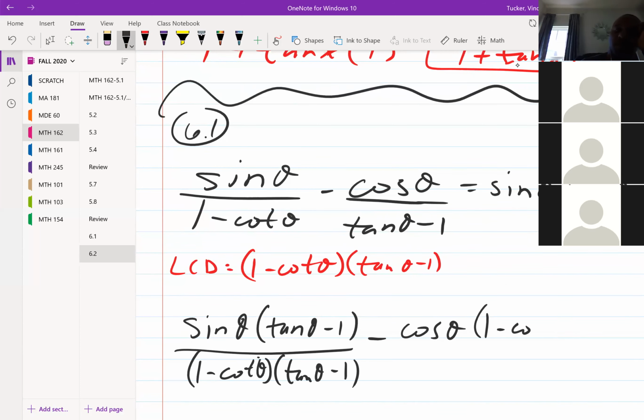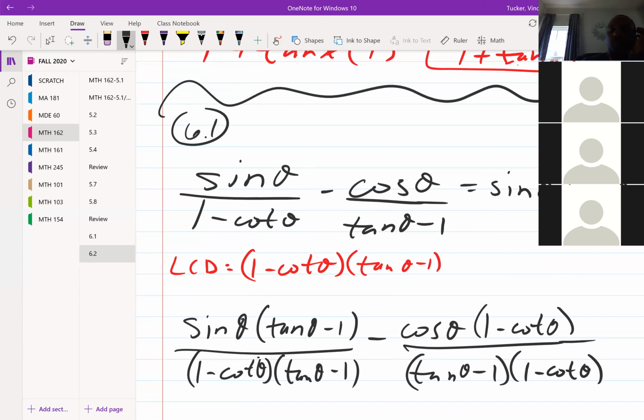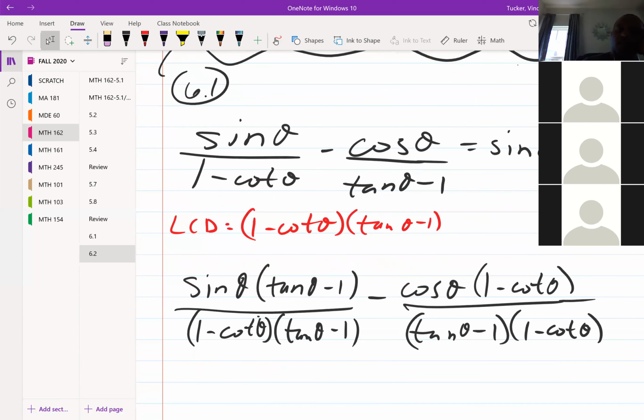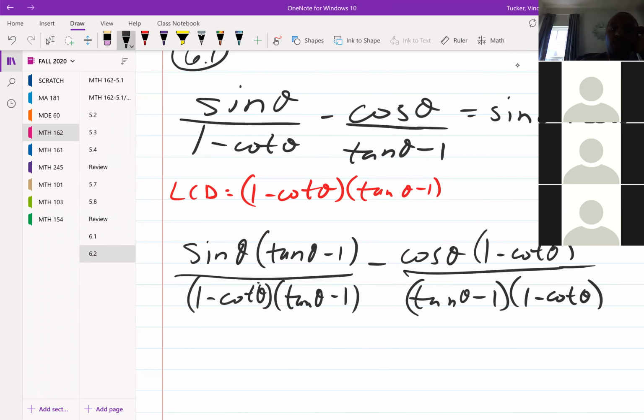One plus, one minus. So now when I multiply these two. Okay, so I have a question. Yes. Right there where you have sine theta, and then in parentheses you have tangent theta minus one, how did you get that? What I decided to do was bring these together, and I made my LCD a combination of both of my denominators. So I had one minus cotangent in the denominator, so in order to make this common denominator, I need to multiply both top and bottom by this.